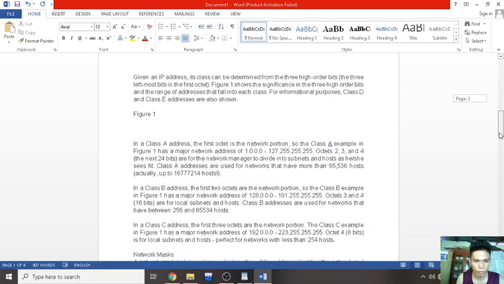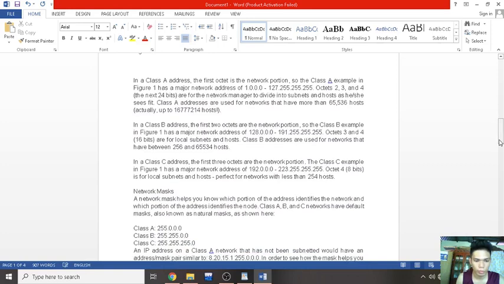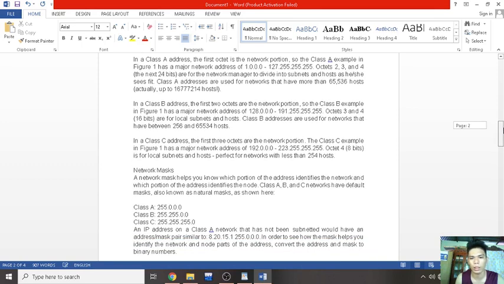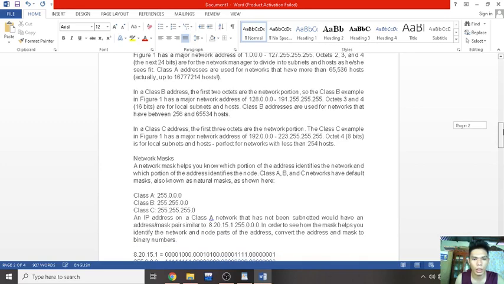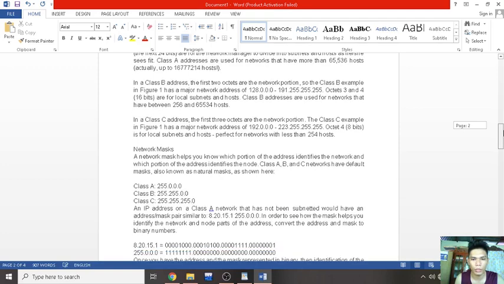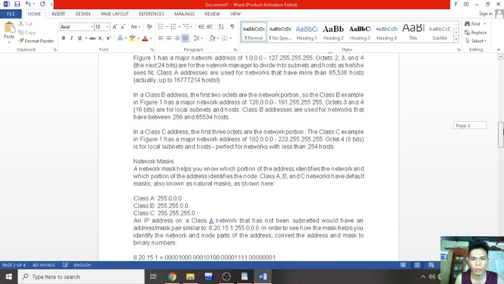So in a class A address, the first octet is the network portion. The class A example in figure 1 has a major network address of 1.0.0.0 through 127.255.255.255. Octets 2 and 3 and the next 24 bits are for the network manager, divided into subnets and hosts as she or he sees fit.